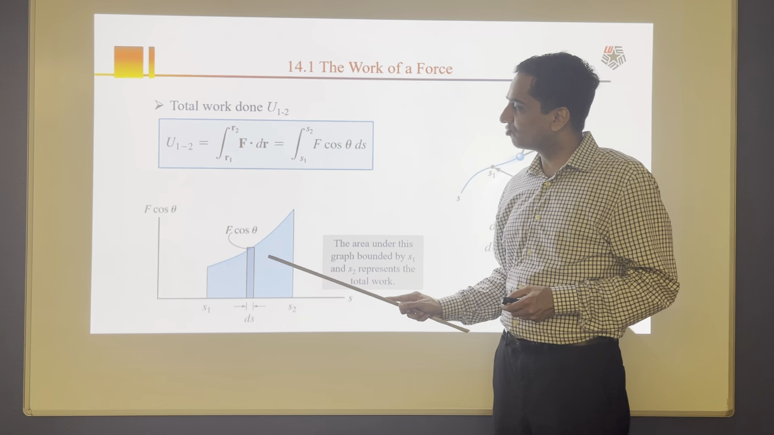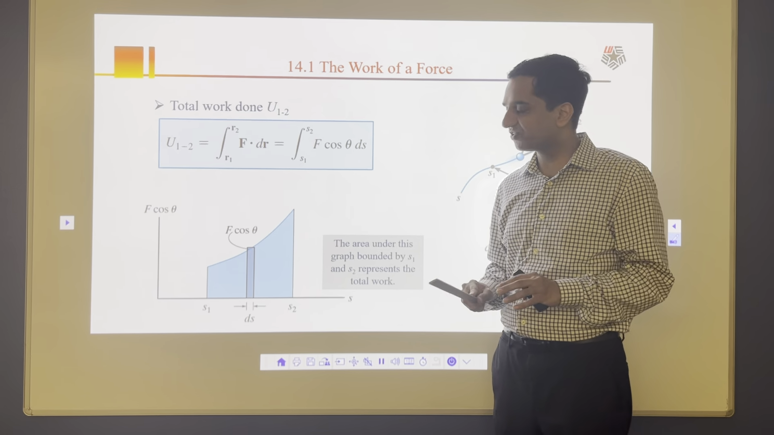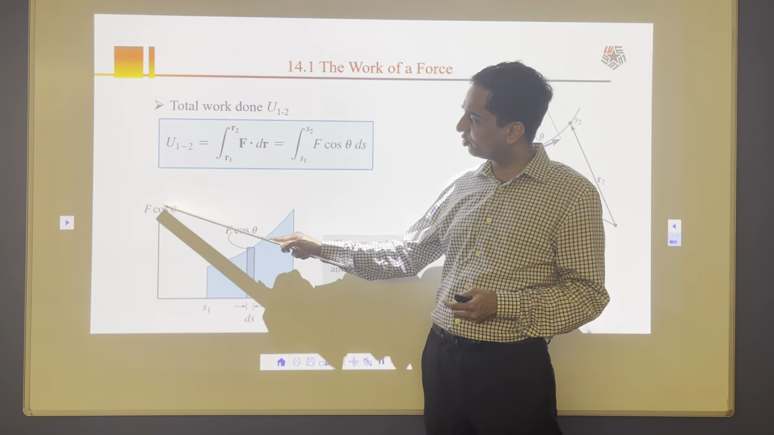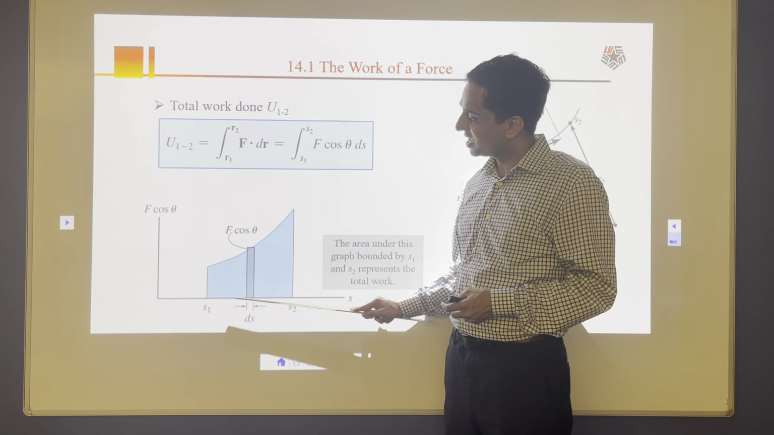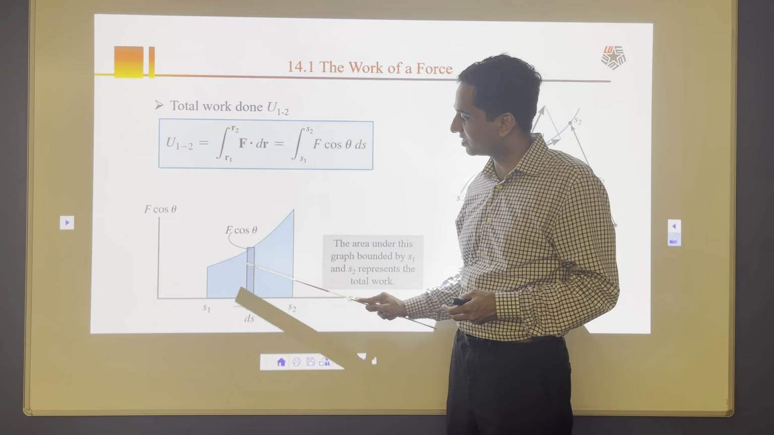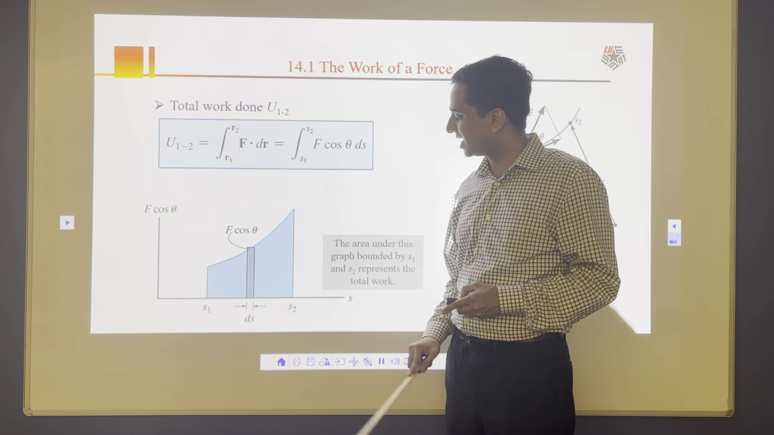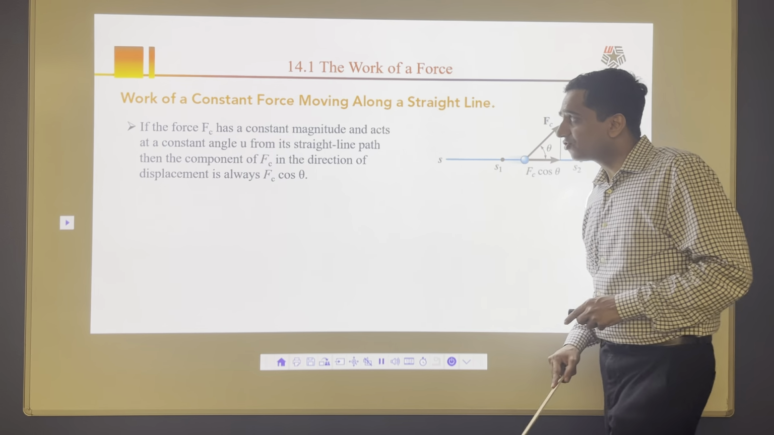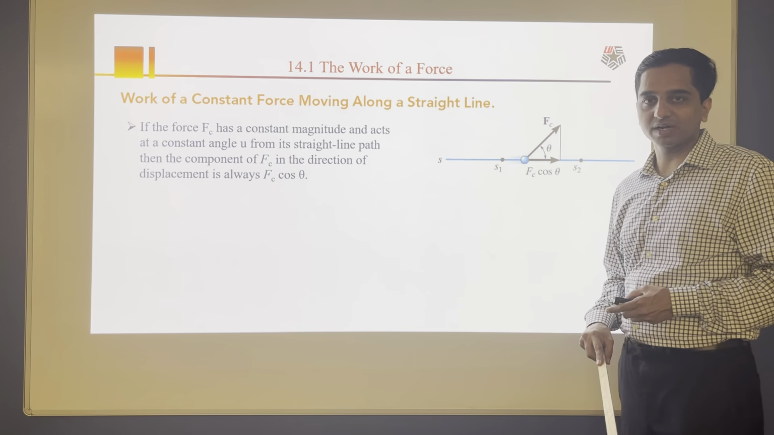Also, this is a mathematical representation. If I want a graphical representation, I plot an xy axis, with F cos theta on the y axis and total distance traveled on the x axis, and whatever the area under the curve is, that will be the total U12. So keep that in mind. This blue region, the area under the curve, is nothing but U12, and that's the graphical representation of total work done.